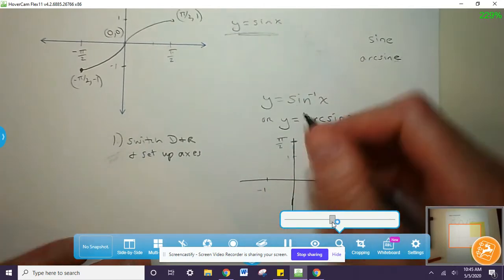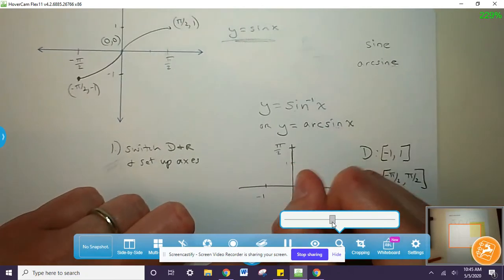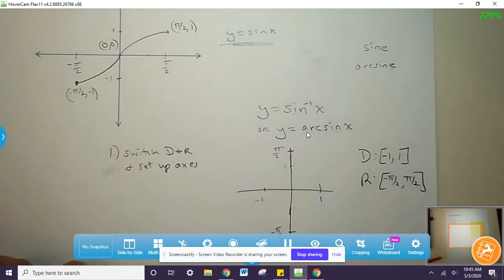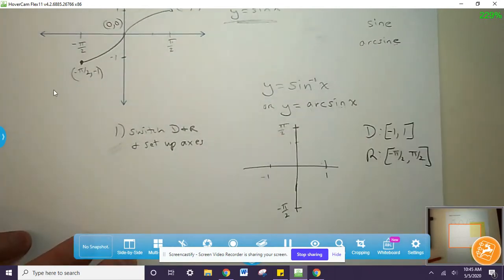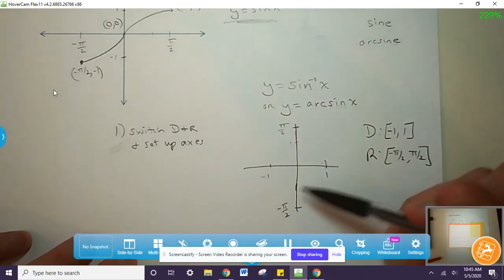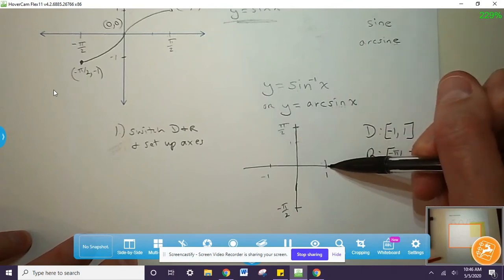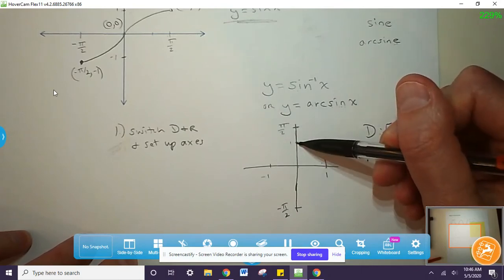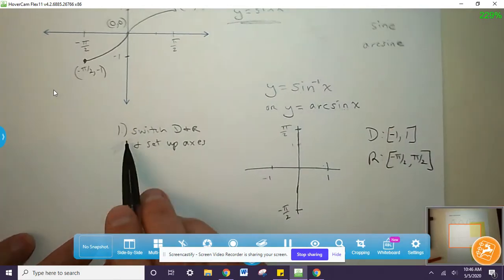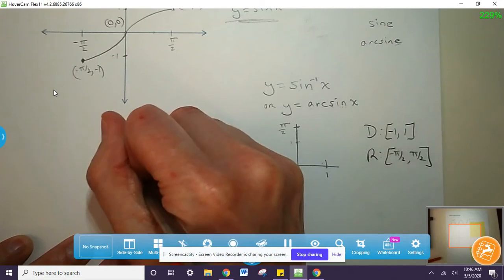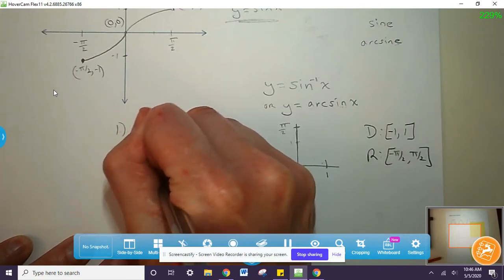approximately. And then whatever this distance is, I'm going to go about the same distance down for negative pi over 2. So like I said, we're not so concerned with precision. I'm not taking out a ruler to do this, but I just kind of want to be aware that if this is 1 on the x-axis, I'd like 1 on the y-axis to be about the same. Okay, so we switched the domain and range and set up the axes. Next, I'm going to reverse the x and y in the ordered pairs.